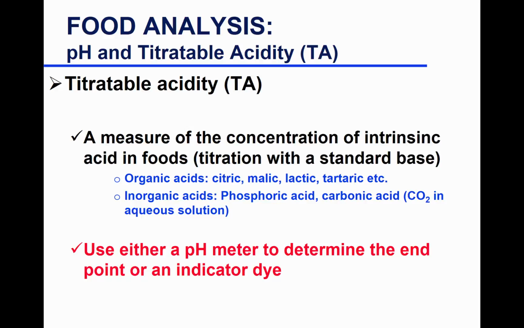Inorganic acids that are often added to beverages: phosphoric acid is one. Carbonic acid, actually, like 7-Up, for example, has low pH because you bubble carbon dioxide in there, and carbon dioxide in water gives you carbonic acid, and that lowers the pH.